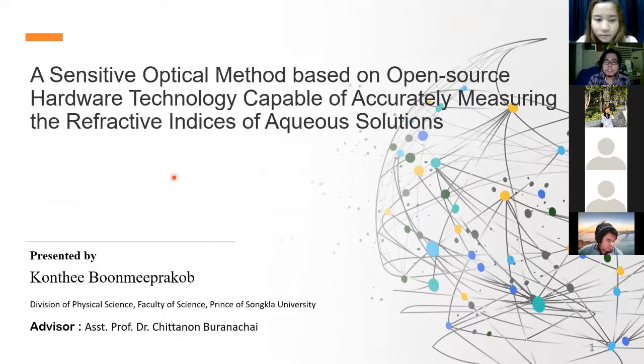Good afternoon, all participants. My name is Konthee Boonmeeprakob. I am a master's degree student in the Division of Physics, Prince of Songkla University, and my advisor is Assistant Professor Dr. Chitadon Buranachai. Today, I would like to present my work on the topic of a sensitive optical method based on open source hardware technology capable of accurately measuring the refractive index of aqueous solution.